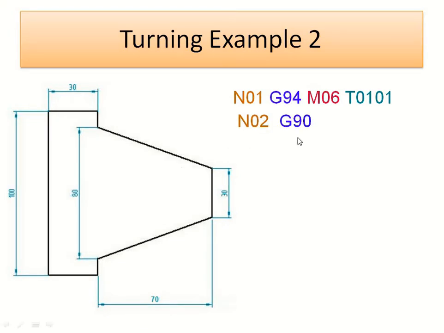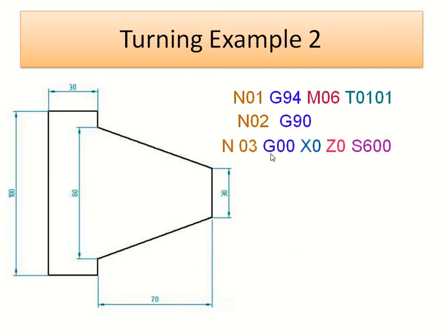Second, N02, that is block number 2 with G90. G90 represents absolute programming. For absolute programming, G90 means that the machine first checks all the dimensions provided in the program, and then it starts the operation as per the program.